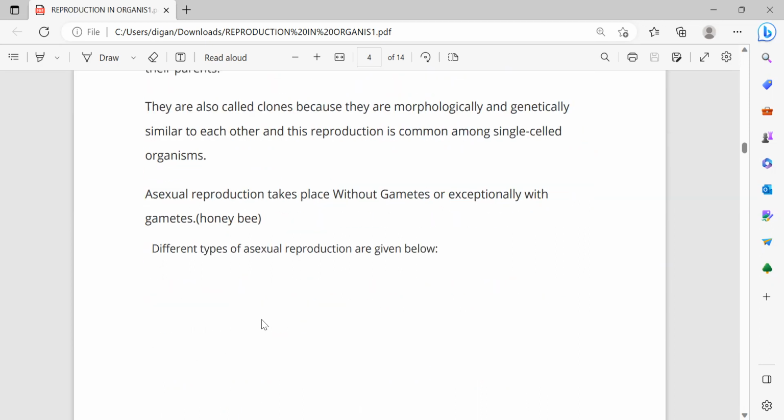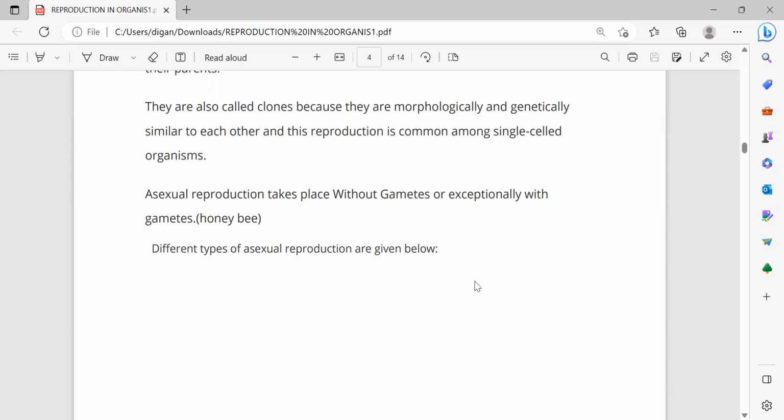Next, generally asexual reproduction takes place without the involvement of gametes. Only in some exceptional cases does gamete involvement take place. I will explain later about the gamete involvement. Asexual reproduction takes place without gametes, and exceptionally with gametes. Remember, the honeybee is the example where gametes are involved in asexual reproduction.